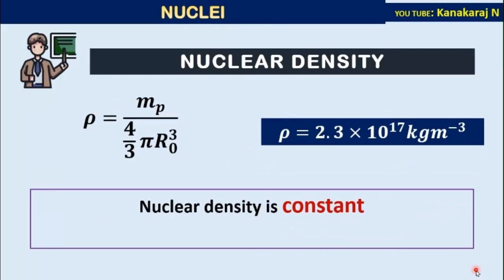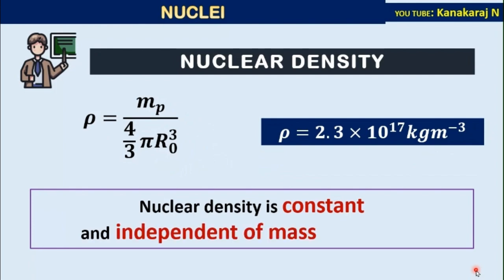Nuclear density is constant and independent of mass number. The density equals Mp divided by 4 by 3 pi R naught cube. The mass of the proton is constant, R naught is constant, so the right hand side is totally constant, so the nuclear density is constant. There is no A term on the right hand side of the formula, therefore nuclear density is independent of mass number.